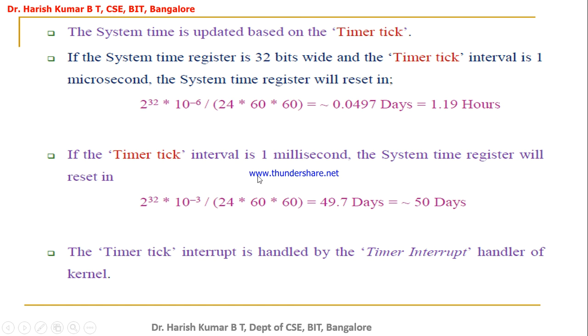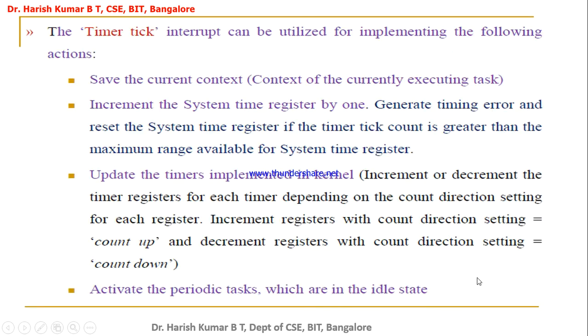Similarly, if I assume the timer tick operates at an interval of 1 millisecond, then 2 raised to 32 into 10 raised to minus 3, divided by 24 hours into 60 minutes into 60 seconds, is equal to 49.7 days, or approximately 50 days. So this 32-bit system time register will be reset once in 50 days.